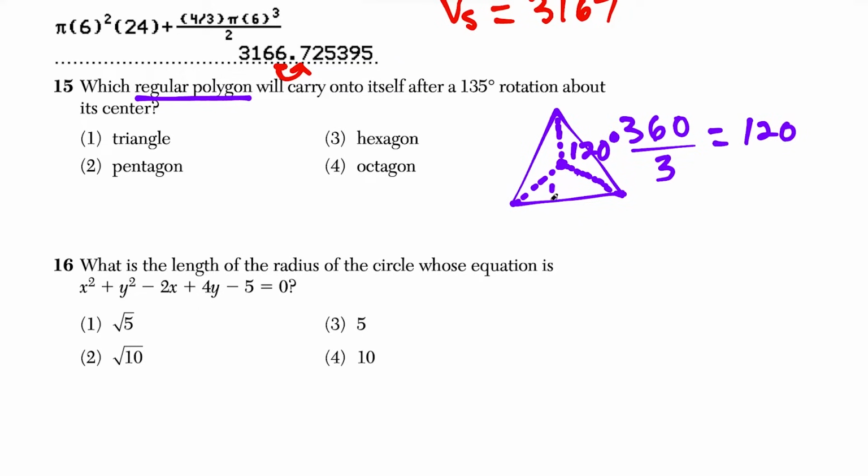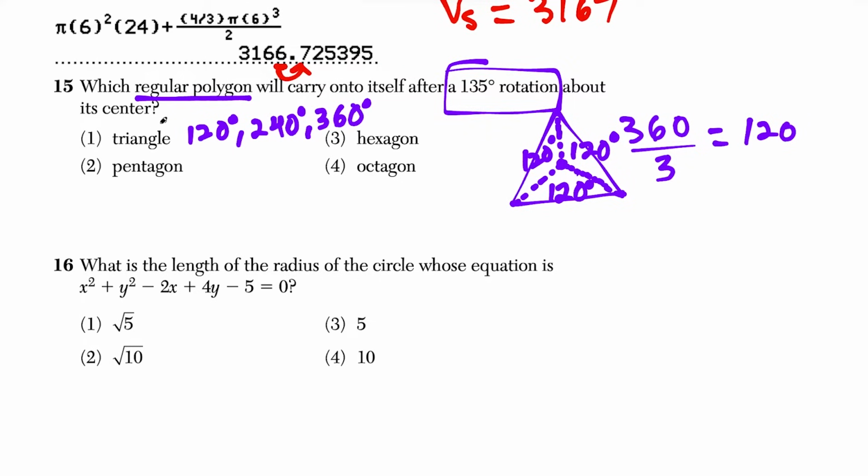But I could also do 2 120-degree turns. So as long as I spin a multiple of 120, so I could do 120 degrees, I could do 240 degrees, or I could do 360 degrees, or I could keep going here and go 480. It's going to carry the triangle onto itself. But we need to be able to spin 135 degrees to carry the figure onto itself. So the triangle is out.